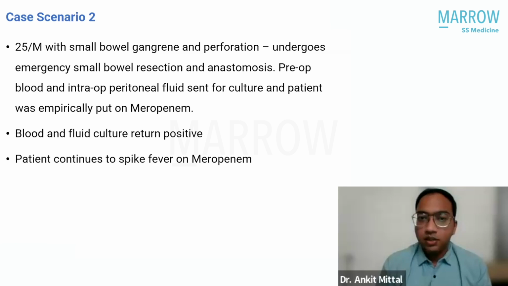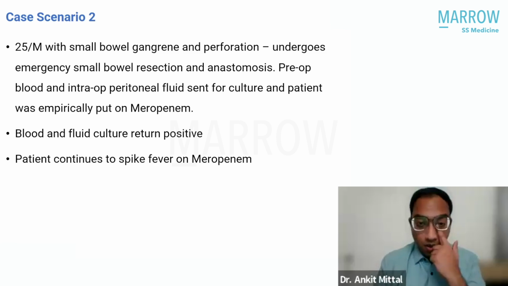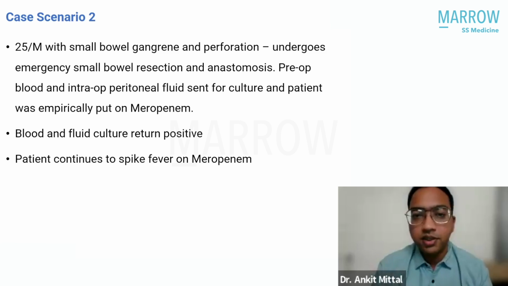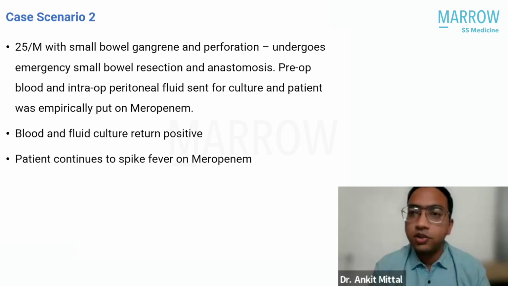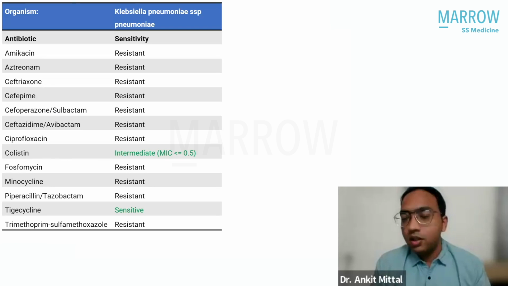Now, blood and fluid cultures have returned positive, and the patient is continuing to spike fever on meropenem. So the obvious reason probably here is if it's an Enterobacteriaceae, it is carbapenem resistant, or maybe the infection is because of some other organism, because it's a bowel perforation. It could be candidemia, it could be enterococcal infection. But for simplicity's sake, this case is going to be a carbapenem resistant Klebsiella pneumoniae infection.